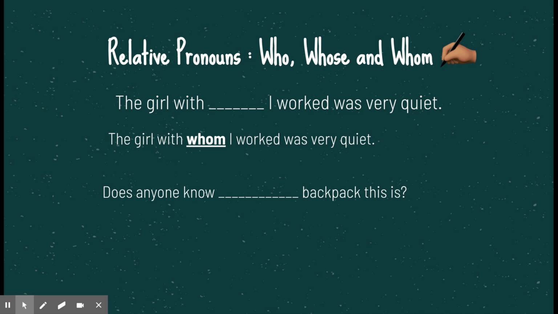Let's do another example together. Does anyone know blank backpack this is? Let's plug in each word to see which one best fits. Does anyone know who backpack this is? Does anyone know whose backpack this is? Or does anyone know whom backpack this is? If you said whose, you're correct. Does anyone know whose backpack this is? Make sure you write down these examples.